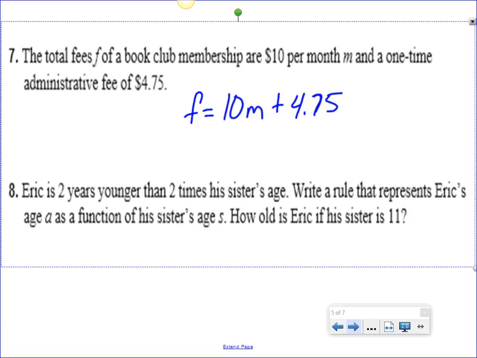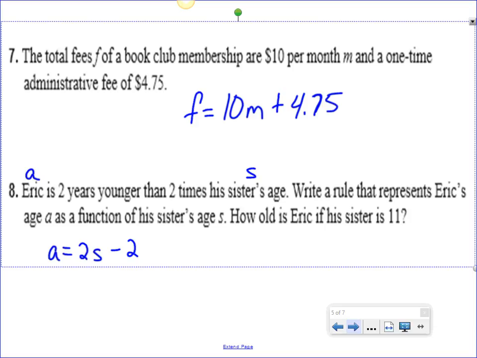Next one says Eric is 2 years younger than 2 times his sister's age. So write a rule that represents Eric's age, A, as a function of his sister's age, S. So Eric is A. His sister's age is S. So Eric's age is 2 years younger than 2 times his sister's age. 2 years younger would mean you'd be subtracting off 2.